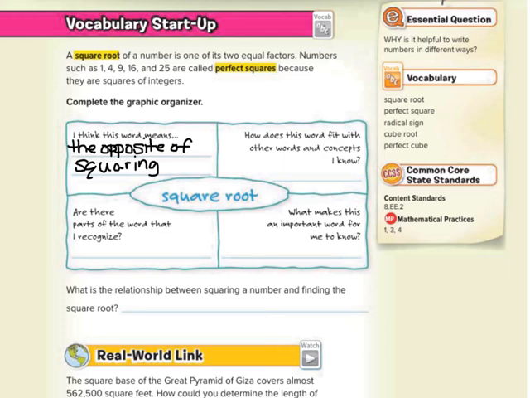Are there any parts of the word that I recognize? Sure. I recognize square. Root might be new, but how does this word fit with other words and concepts I know? Well, I know about exponents. And what makes this an important word for me to know? Well, if square roots are the opposite of squaring, basically I can undo squaring a number.